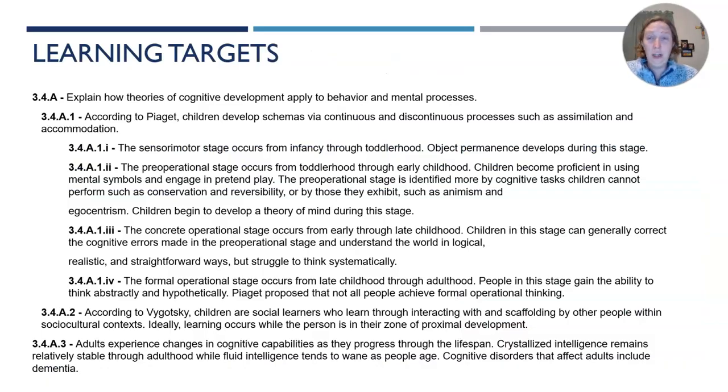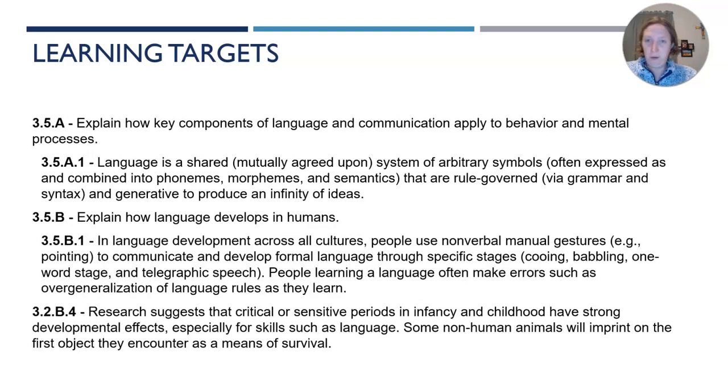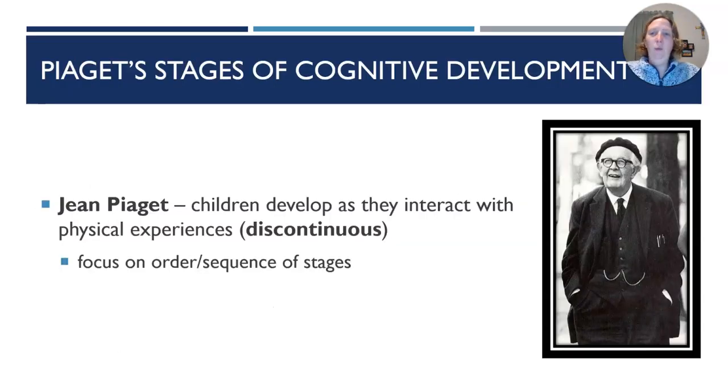A ton of learning targets in regards to cognitive development, and then a handful in regards to language and communication. We're going to dive right in with Piaget's stages of cognitive development. Jean Piaget is one of the most famous psychologists ever, American psychologists ever, I should say. Time magazine called him one of the 20th century's 20 most influential scientists and thinkers. And so his ideas were highly well regarded, highly popular, though not beyond critique.